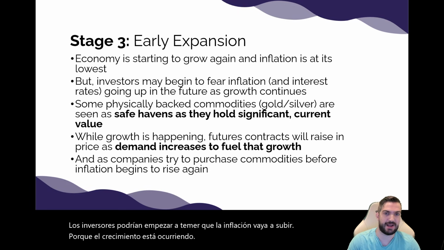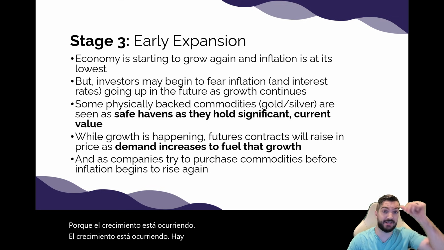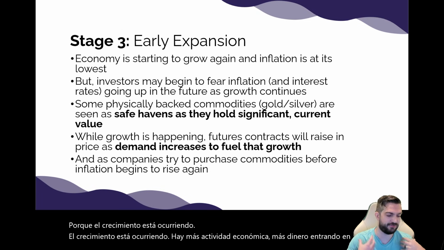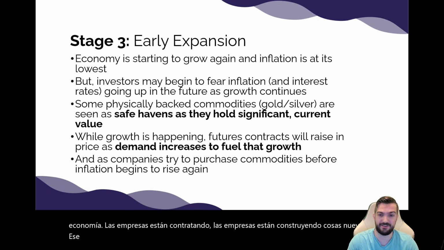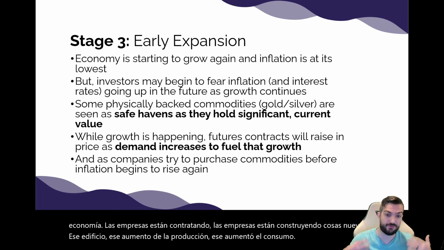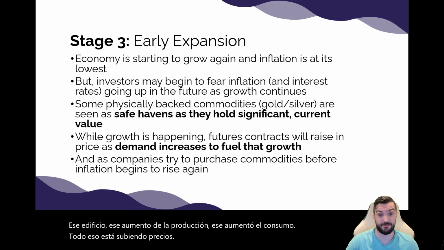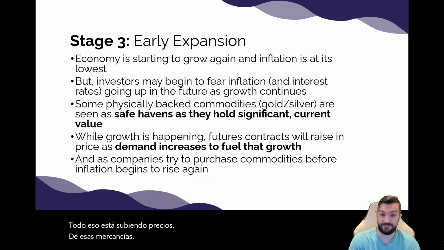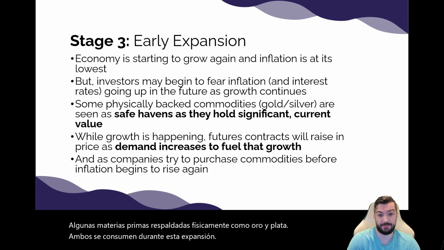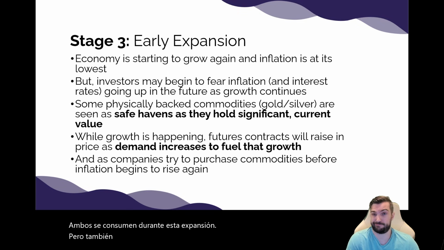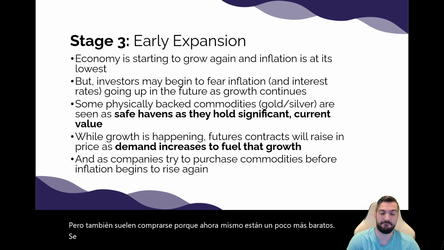Growth is happening, there's more economic activity, more money going into the economy, companies are hiring, companies are building new things. That building, that increased production, that increased consumption, all of that is raising prices of those commodities. Some physically backed commodities, like gold and silver, are both consumed during this expansion, but also are typically bought because they are slightly lower in price right now. They're seen as safe places to put money if and when economic activity begins to slow down.